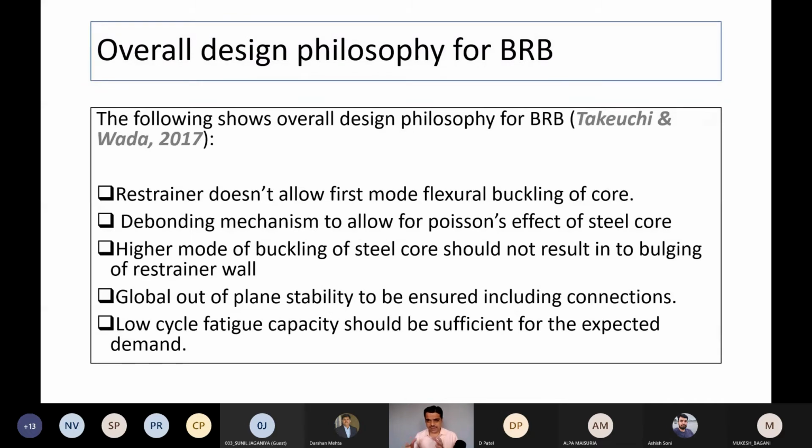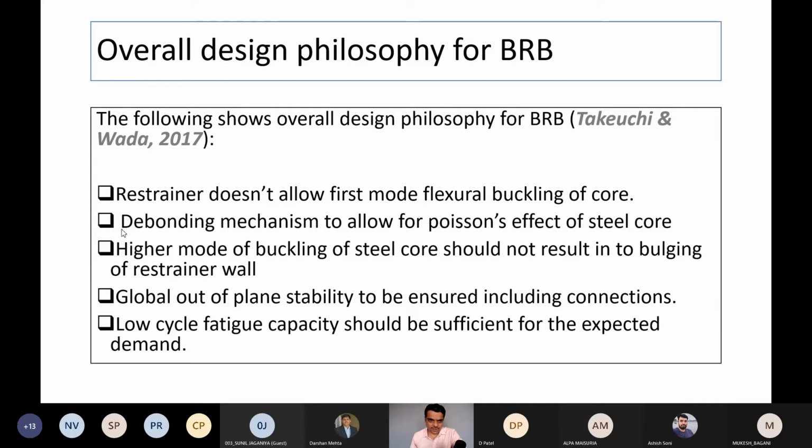And in the second reversal cycle, when the force comes on this member, at that time during contraction the thickness will increase, right? And accordingly, step by step, the methodology was prepared, was mathematically calculated, numerous experiments were done, and based on that this debonding mechanism principle came into the picture. But it's very important to have a debonding mechanism to allow for Poisson's effect of the steel core.